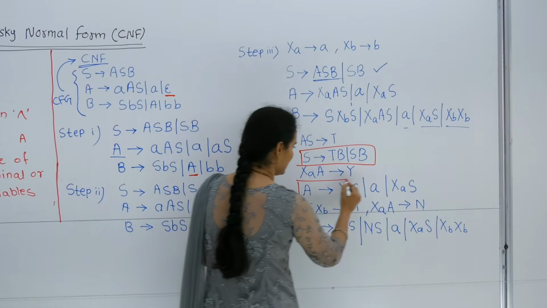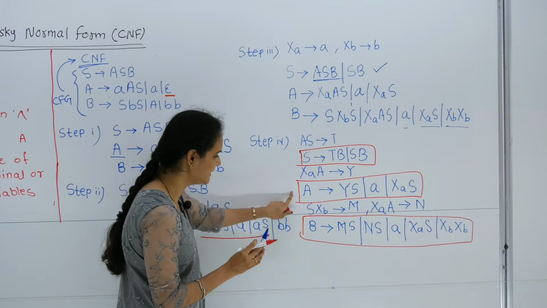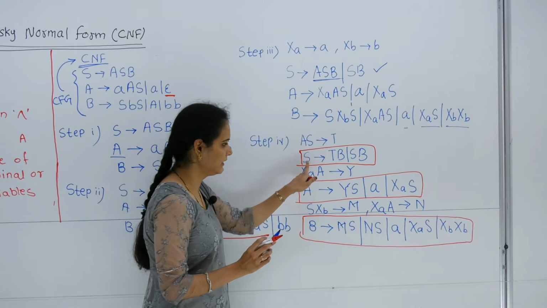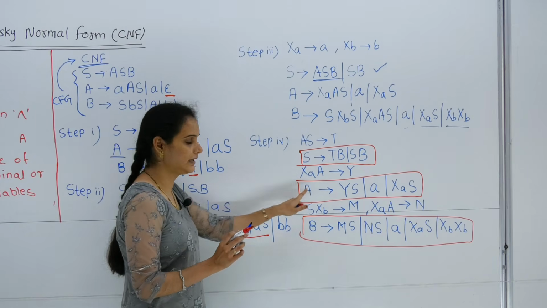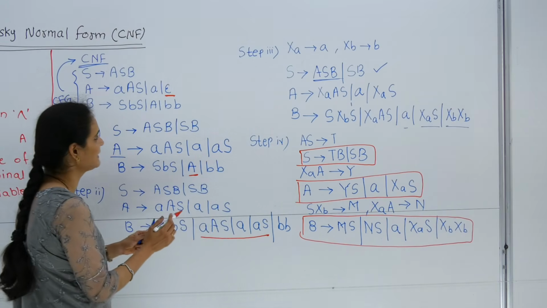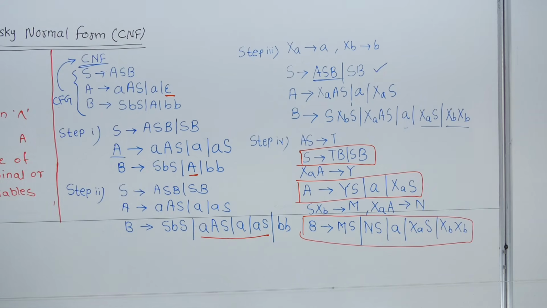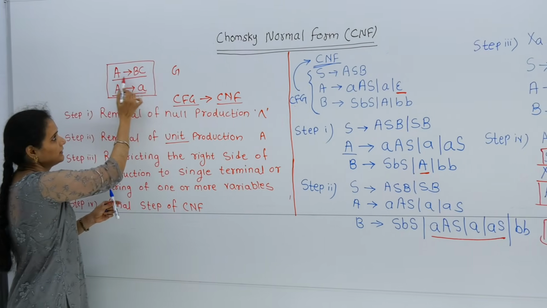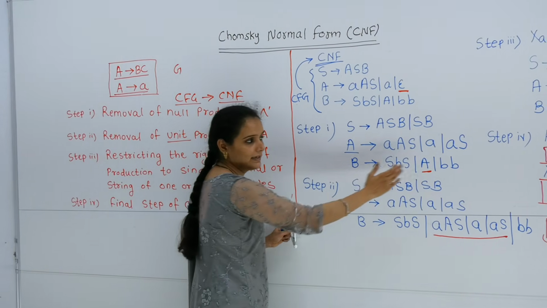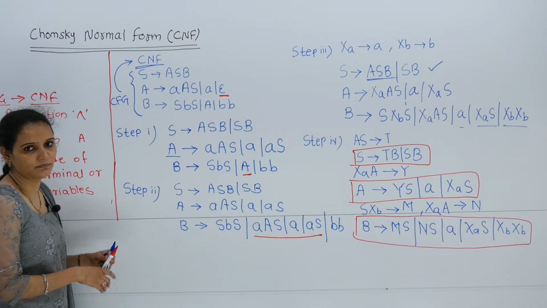S produces, A produces and B produces. If I observe all these 3 productions, each and every production is of the 2 forms: either non-terminal produces 2 non-terminals or non-terminal produces a single terminal. So that is our final step, and we have successfully converted the context-free grammar to CNF. These are the steps to convert CFG to CNF, and these are the 2 forms of Chomsky normal form. By applying these 4 steps we have converted the CFG to CNF. In the next lecture we will see another example of converting CFG to CNF. Thank you students.